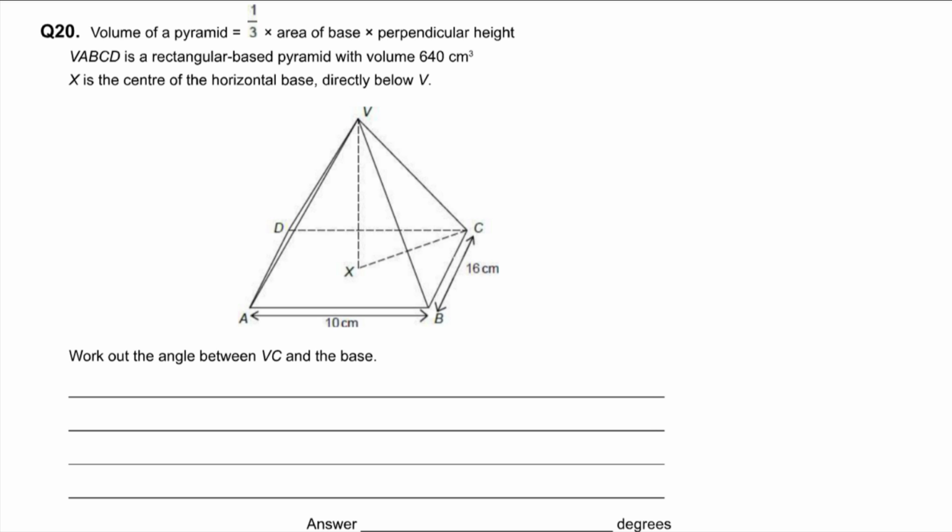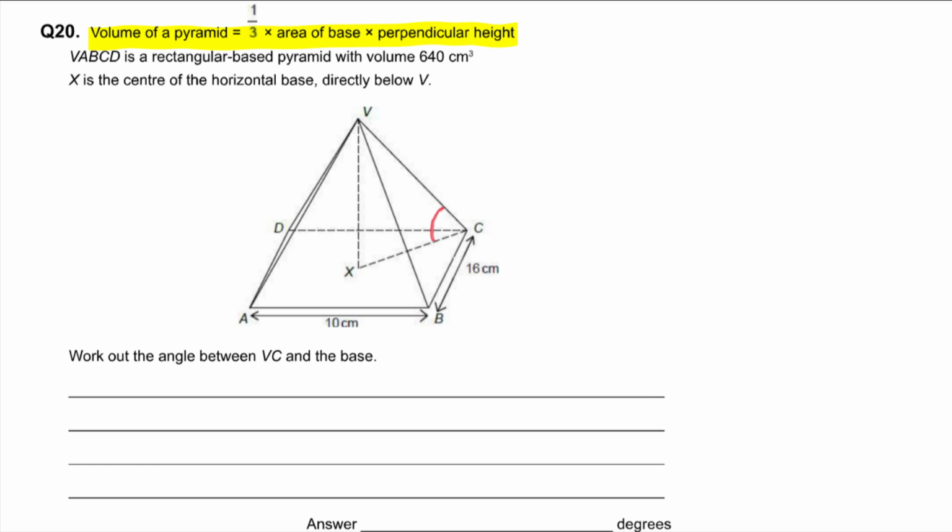So the angle between VC and the base, we're talking about that angle there, aren't we? Between that edge VC and the line XC. That's the angle that we're looking for. Okay, right, what do we know? We've got the formula for the volume of a pyramid. I'm sure that's going to come in handy.